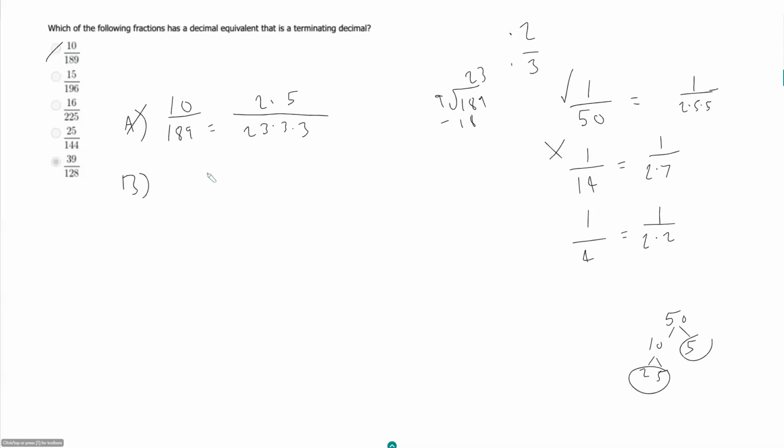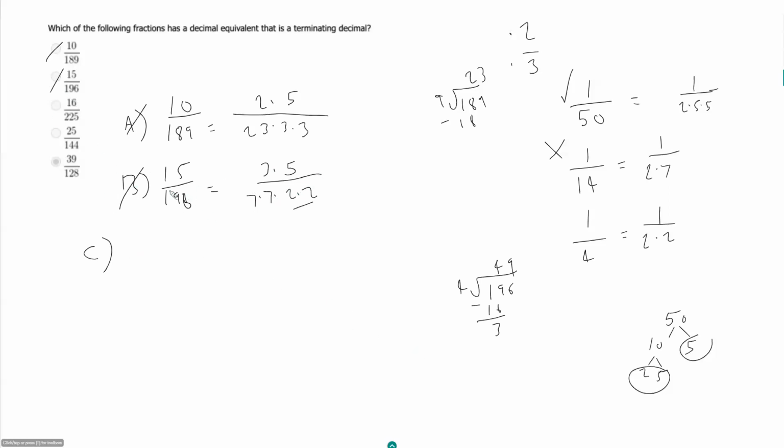15 over 196. 15 is equal to 3 times 5. 196, is 196 divisible by 4? So 49 times 4. So 49 is just 7 times 7, times 2 times 2. And so we got some 2s, but these 7s sort of ruin everything. That guy's non-terminating.